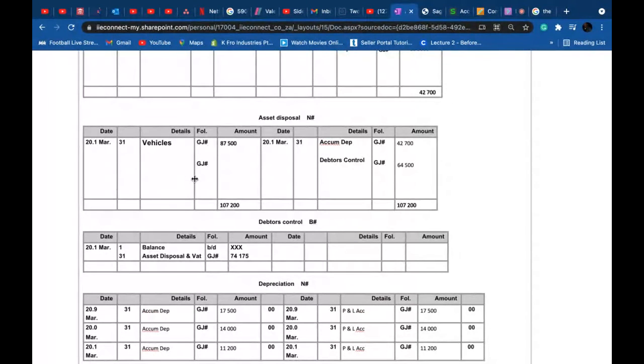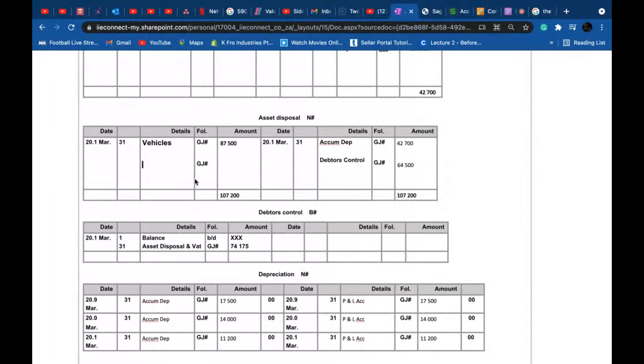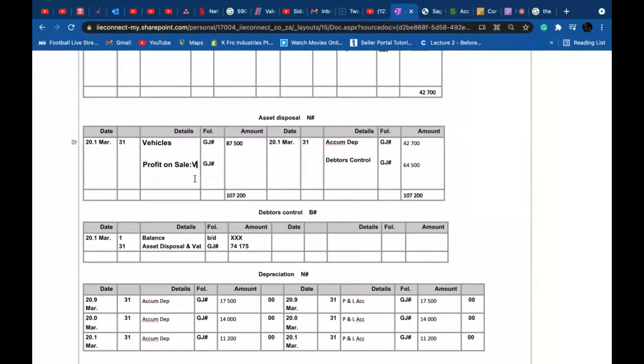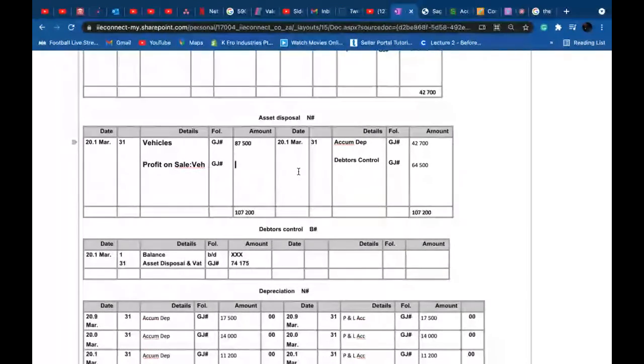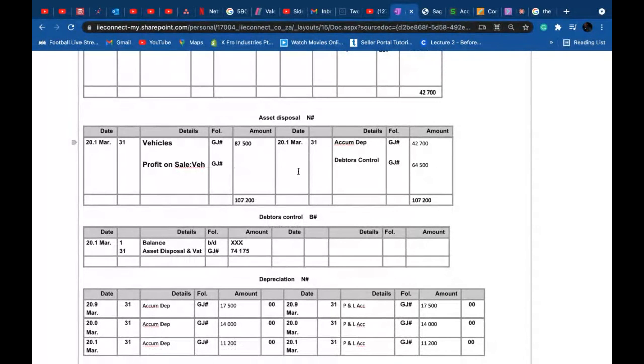So that is going to be a profit on sale. And then that's for vehicles. Okay, and we're done, guys. And that was for 19,700.